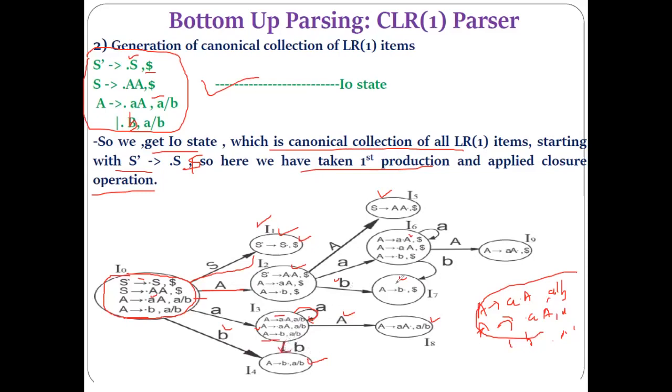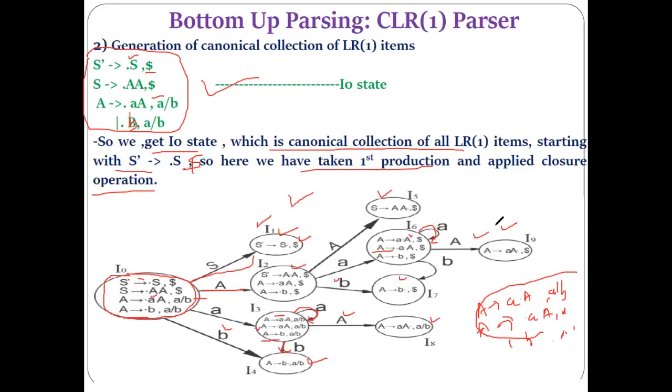Next we have to simplify I6 again. If you simplify I6, and apply go to on the non-terminal A, we will get the I9 state here: A derives AA dot, and this is the next final item we'll get. Now if you apply the go to on the terminal A, we are going to get the same state. That's why the arrow is shown to I6 itself. So in this way, you get the canonical collection of LR1 items.